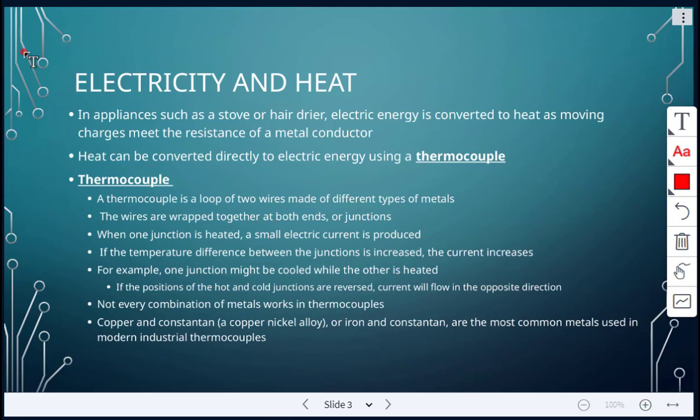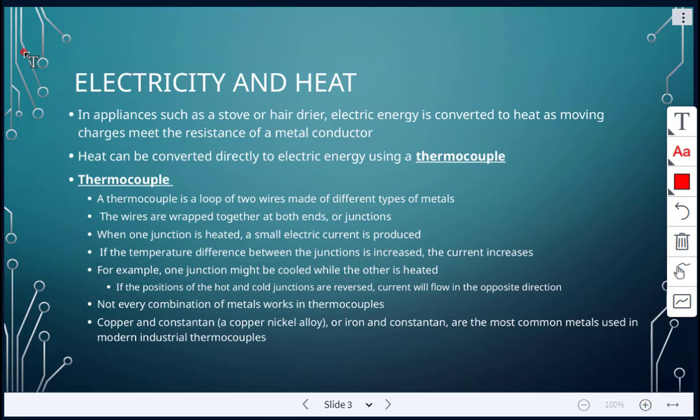So in a thermocouple, there is usually a loop of two wires that are made up of two different types of metals, and they are wrapped together at both ends. And then one end is heated. It's also called a junction. A small electric current is produced. And then if there's a temperature difference between the junctions, and if it's increased, the current increases.